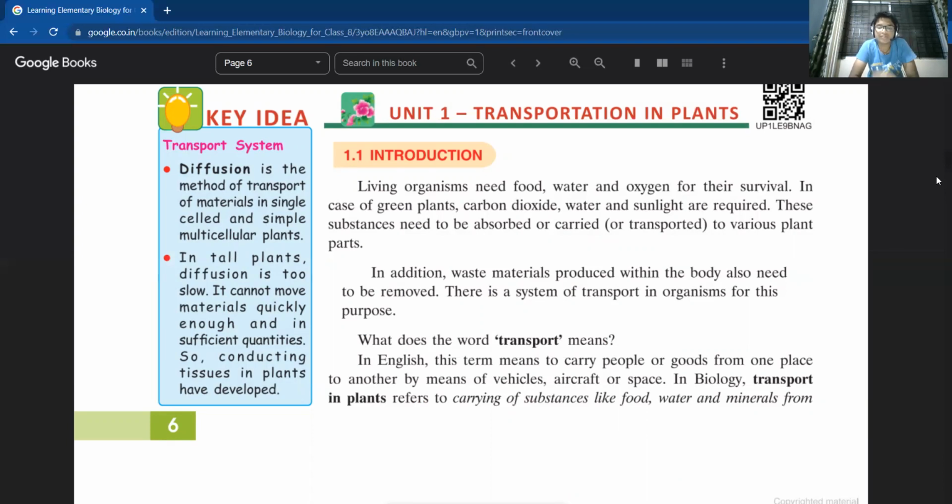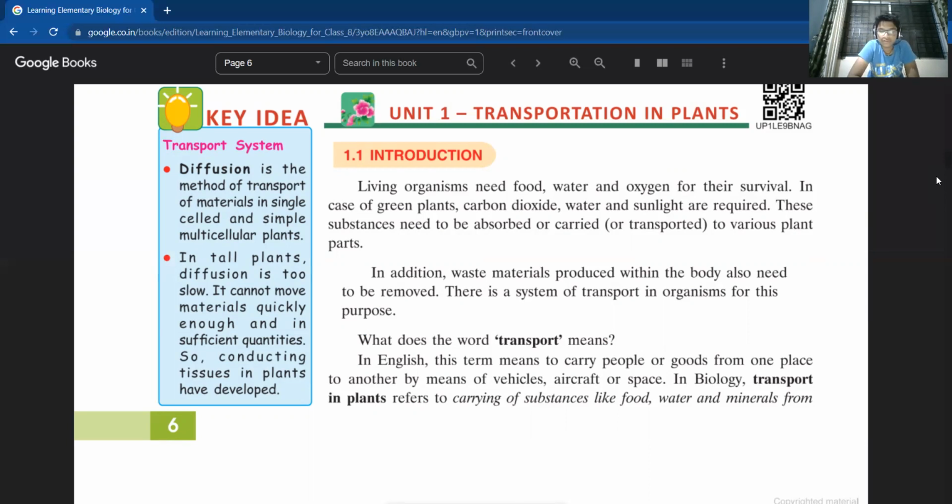These substances need to be absorbed or carried to various plant parts. In addition, waste materials from the body also need to be removed. It's saying waste materials need to be removed. This is the excretory system, where waste materials are removed.